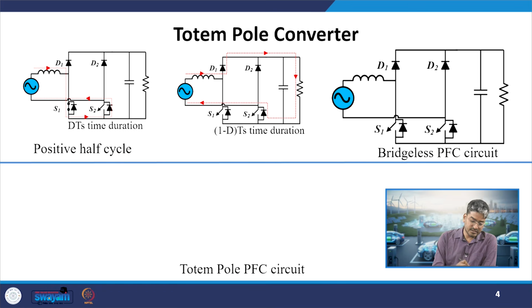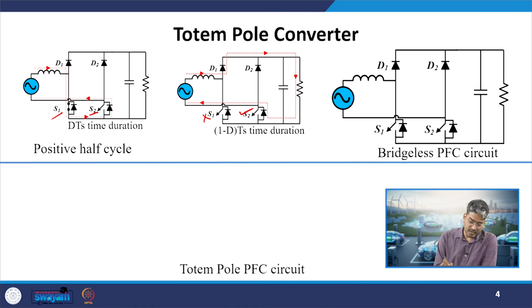Let us consider only the positive half cycle, for example. In the positive half cycle, what was the operation of our bridgeless PFC? Switch 1 was turned on and switch 2 was turned on to connect the inductor across the supply, so that it gets charged. Then when we wanted to discharge it, we turned off the pulse from S1. S1 was turned off and S2 was maintained with the pulse.